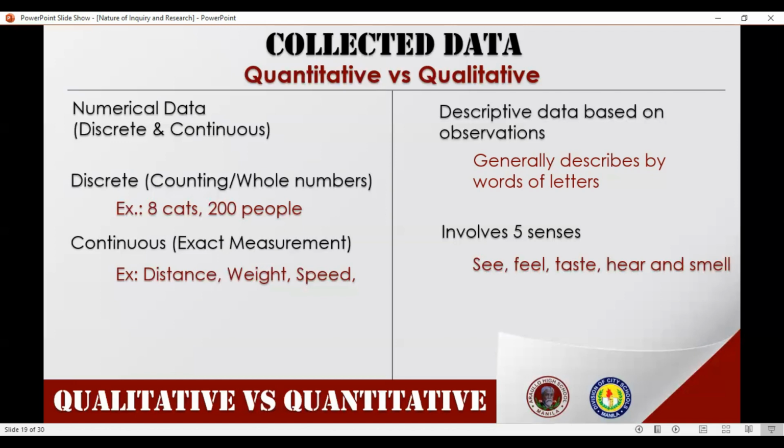But for continuous, exact measurement, that includes decimal. Like distance, weight, speed, okay? That requires exact measurement. Okay? So 38.5 kilograms. All right? So 28.2 kilometers, or speed 60 kilometers per hour, 60.5 kilometers per hour. So definitely that is exact measurement. Well, for descriptive, this is based only on what you see, what you feel, taste, hear, and smell. Kasi based on observation, which actually involves five senses.